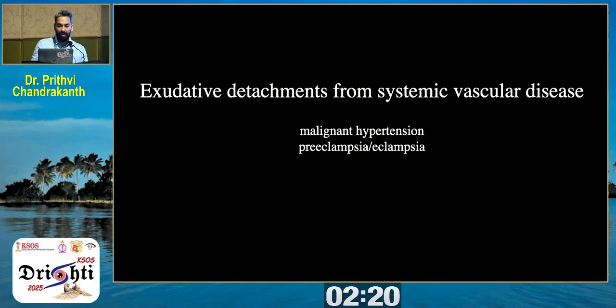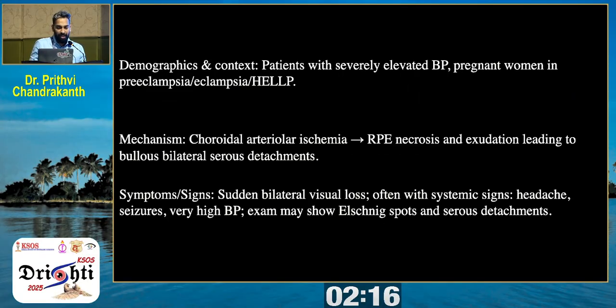exudative detachment from systemic vascular diseases like malignant hypertension, preeclampsia. It occurs in patients with severely elevated BP, pregnant women in preeclampsia, eclampsia, and HELLP syndrome. The mechanism here is choroidal arteriolar ischemia, which causes RPE necrosis and exudation leading to bullous bilateral serous detachment.